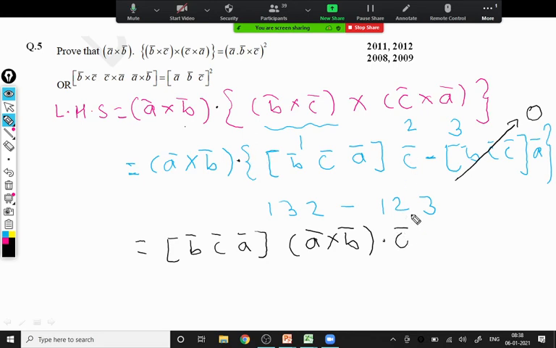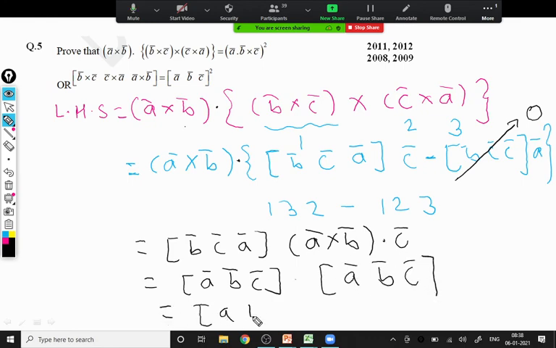So dot product goes between the vectors, and scalar constants come outside the product, dot or cross. So what is this? A cross B dot C. That is again a box ABC. Okay, this is actually BCA, which is a box ABC because of cyclic change, and this is into a box ABC there. And what is the answer then? It is a box ABC bracket square, and that is our RHS. Okay, so this is RHS.